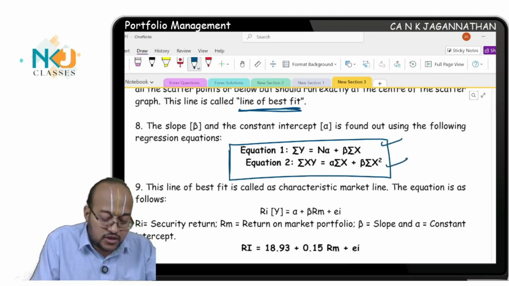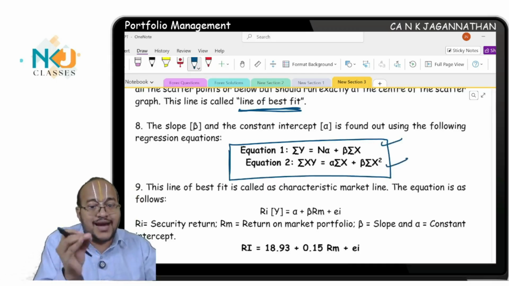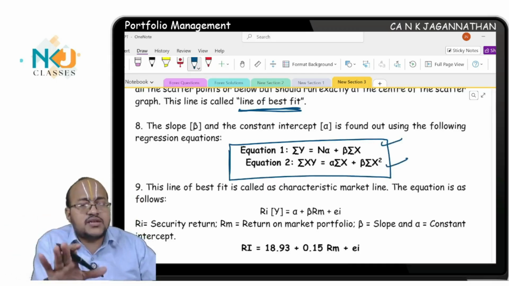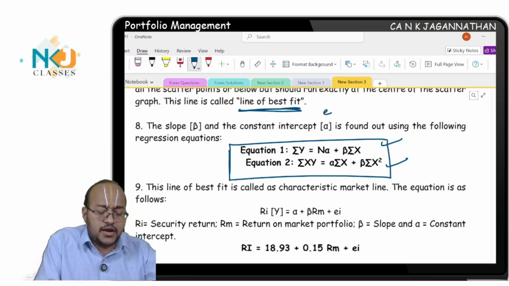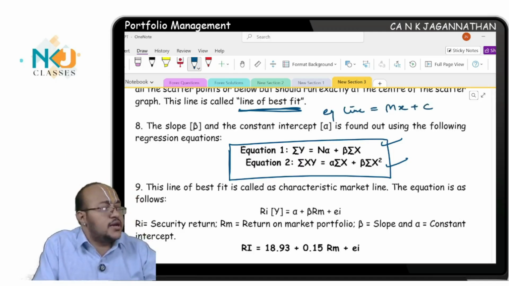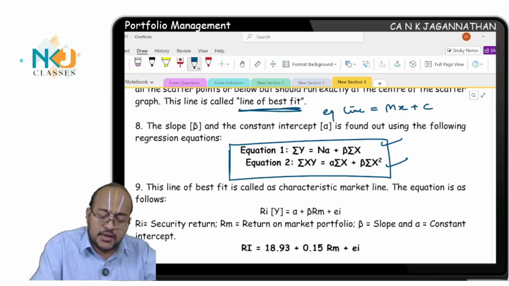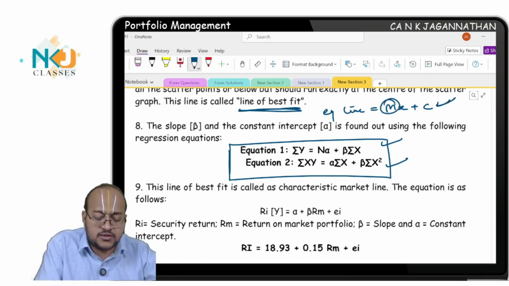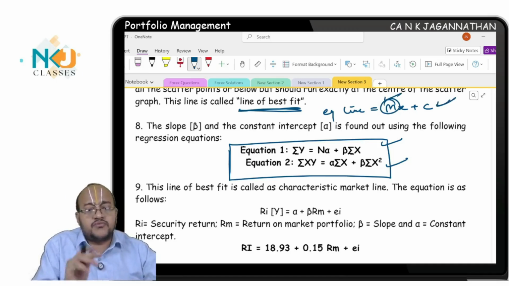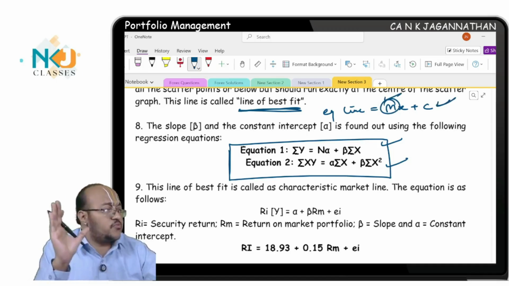We have two regression equations. If you solve these, you will get the alpha value and beta value. What is this alpha value? Very simple. What is the equation for a line? The equation for a straight line is mx plus c. You would have studied this in 11th, 12th basic mathematics, wherein c is a constant and x is the variable. Here m is the slope and c is a constant, which means you will get the intercept as well as the slope value.